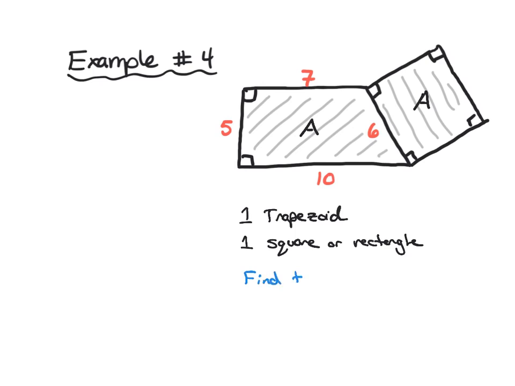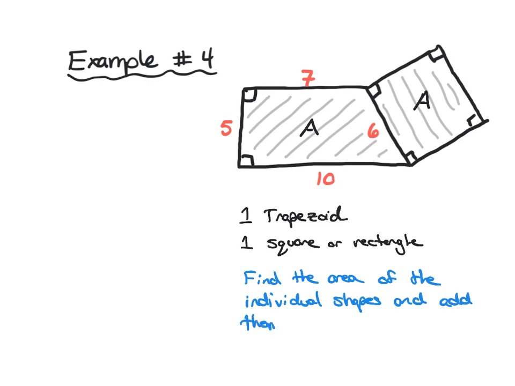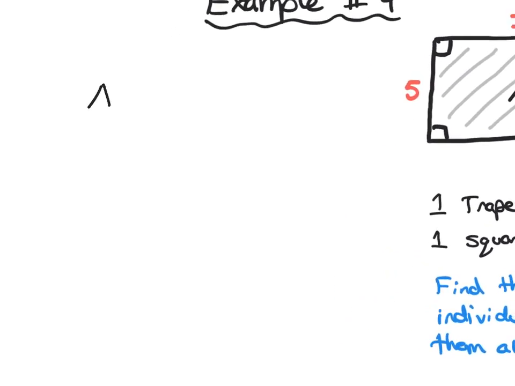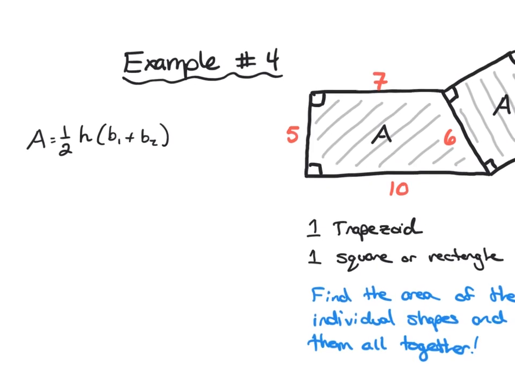Find the area of the individual shapes and add them, sum them all together. This is the key to solving problems like this. Break it into pieces. So I'm going to go ahead and start with my area of a trapezoid, since that's the one we've been working with. Base 1 plus base 2. I'm going to go ahead and figure out what my values are here.